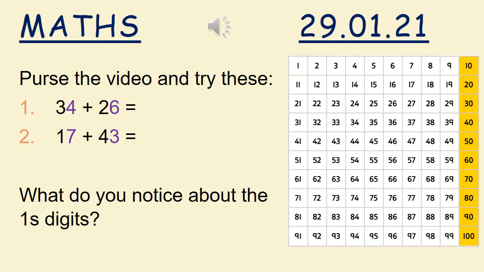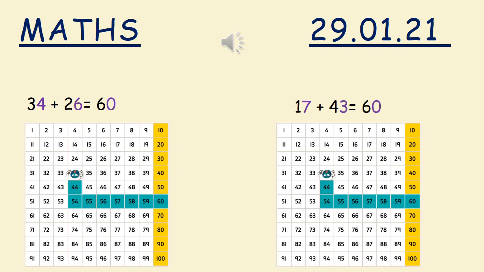Now I want you to pause the video and try these 2 questions. Have a think. What do you notice about the ones digits? 34 plus 26 equals 60. 17 plus 43 equals 60. Look at the ones digits.